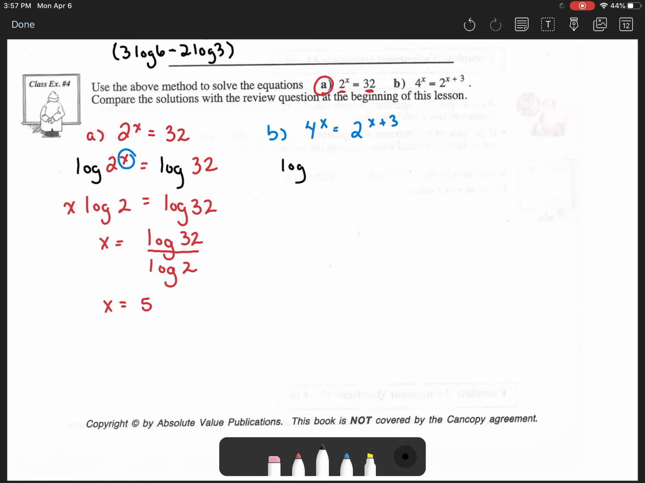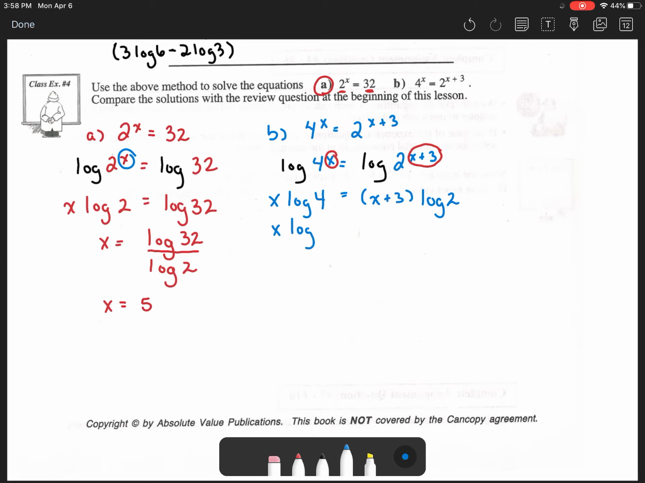So again, first thing I do, I just write log, or take the common logarithm of both sides. So log 4 to the x, and then log of 2 to the exponent of x plus 3. So what's going to happen now is these exponents are going to come down in front. So what I'm going to have now is x log 4. When the exponent comes down here, it is a binomial, so I put it in brackets. x plus 3, log 2.